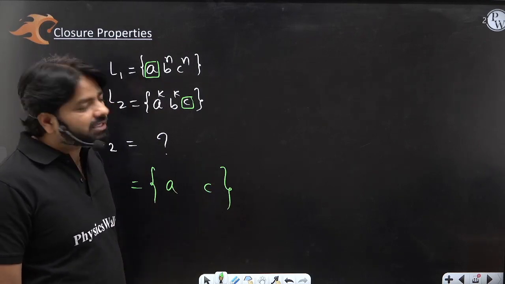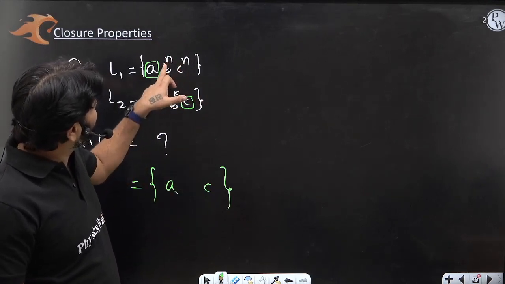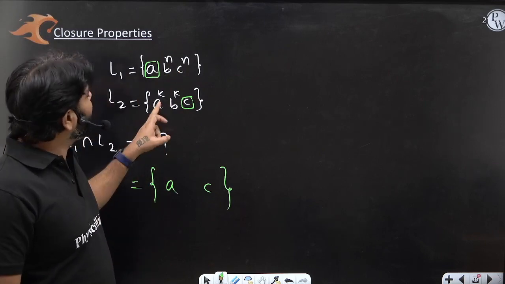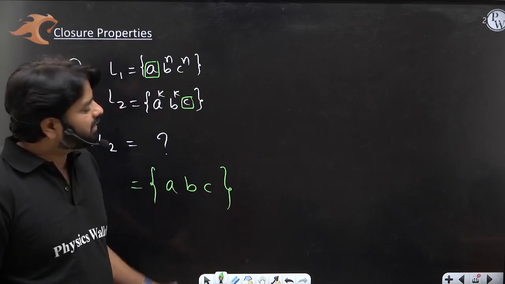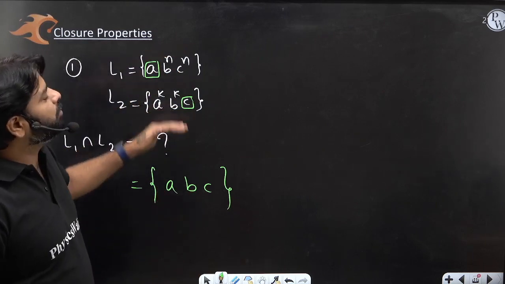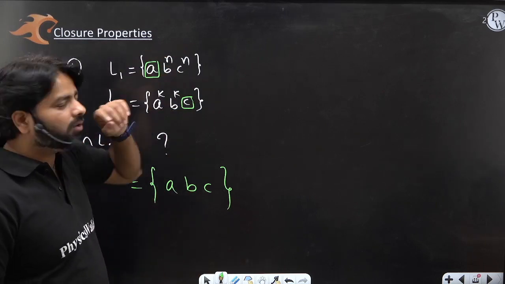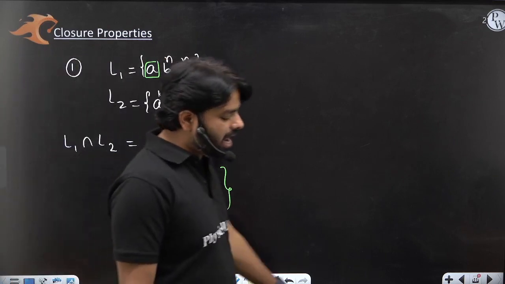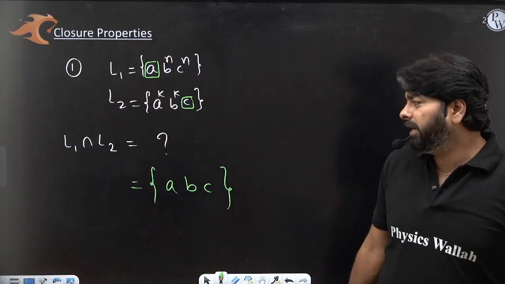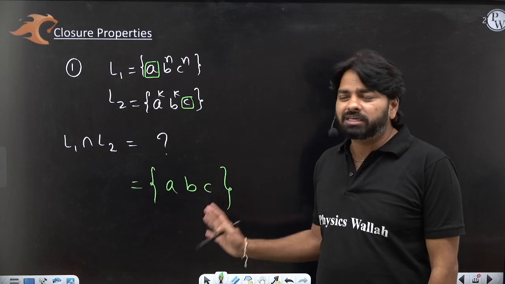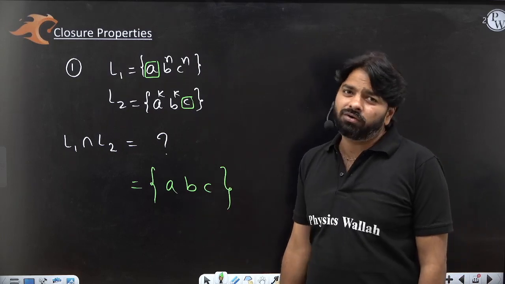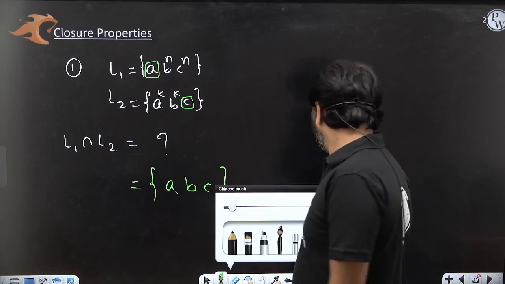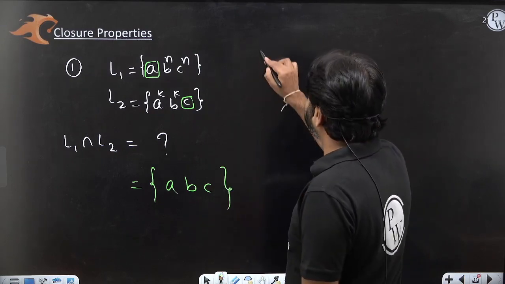But only one c is there. When one c is there, it demands one b. When one a is there, it demands one b. So only one string which matches, that is a, b, c. There's one string which is common to both. Nobody else is common to both. Only one string, that is a, b, c. The language which has only one string is the intersection of these two languages. Let's do another one.